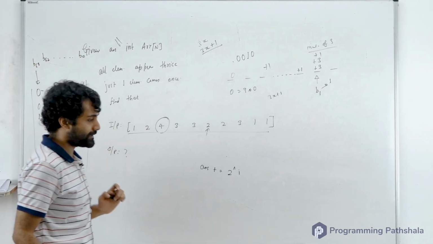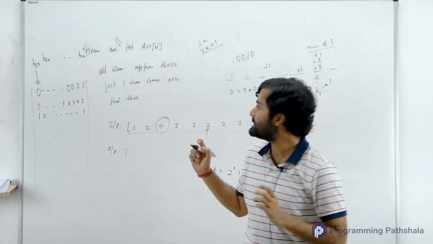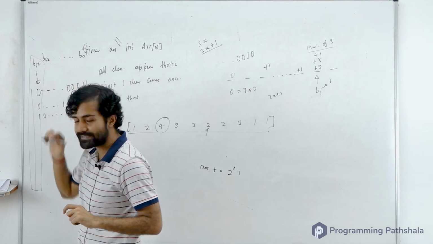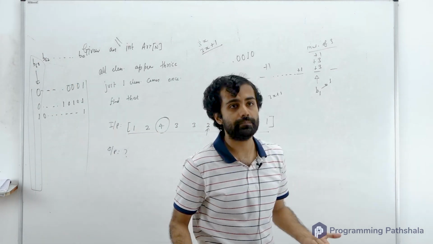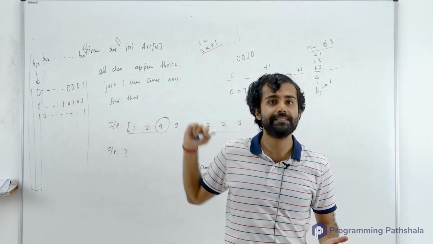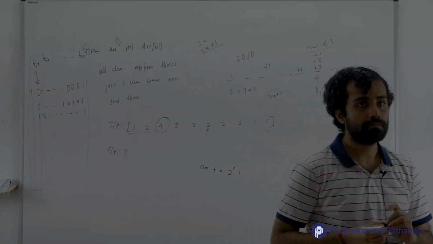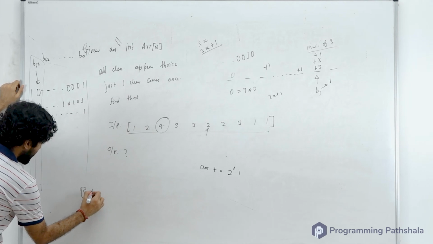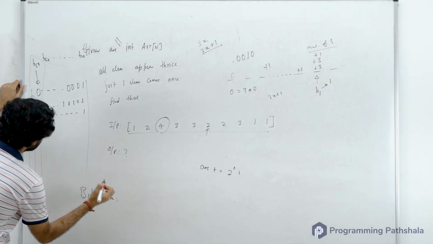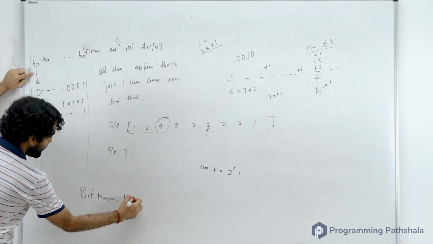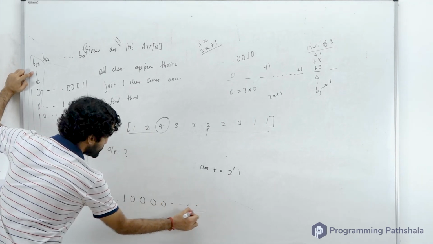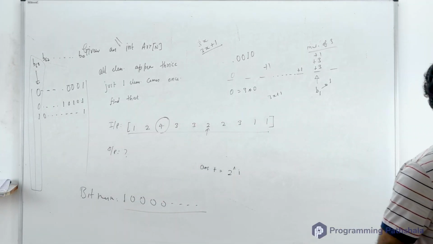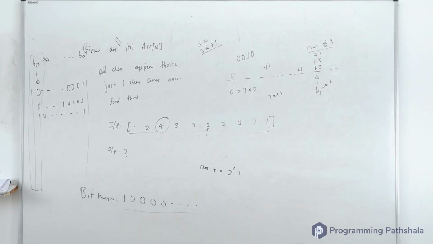So can I do that? How do I do that? If I have to perform just the first step, checking how many numbers have 1 at B63, what can I do? Guys, can I start with a bit mask where the 63rd bit is 1 and everything else is 0? Can I take the AND of this with all the numbers and check the result of the AND?